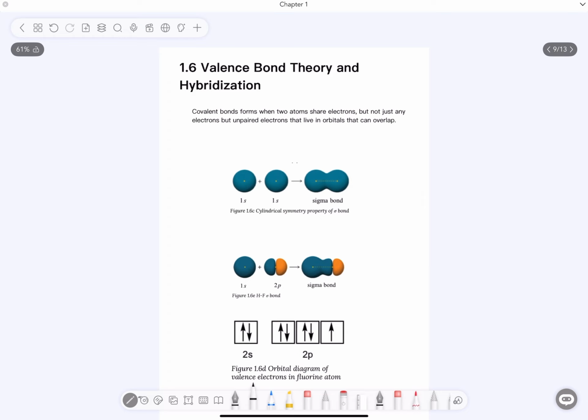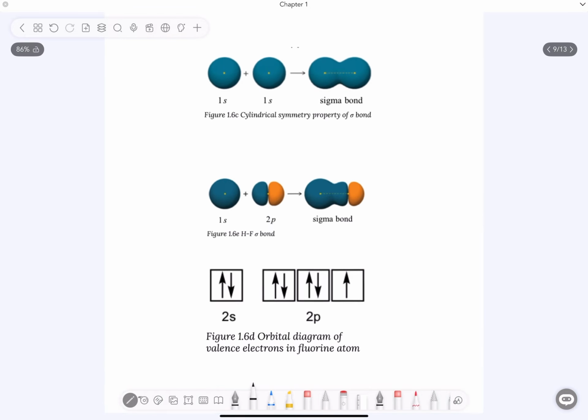Now, valence bond theory and hybridization. Covalent bonds form when 2 atoms share electrons, but not just any electrons: unpaired electrons that live in orbitals that can overlap. So if we look at the orbital diagram of fluorine here, we notice that it has one unpaired orbital. So that's how we know it can form a bond, because it has the unpaired orbital.